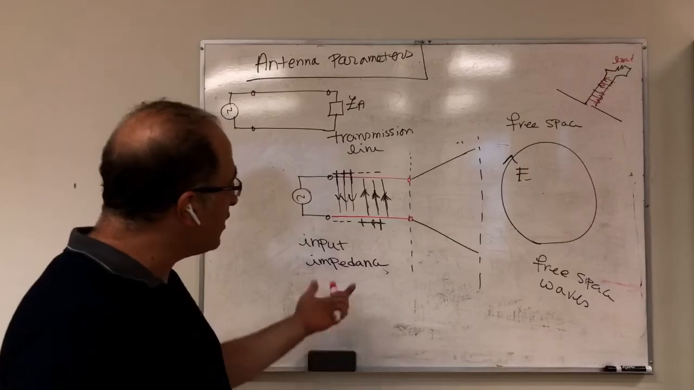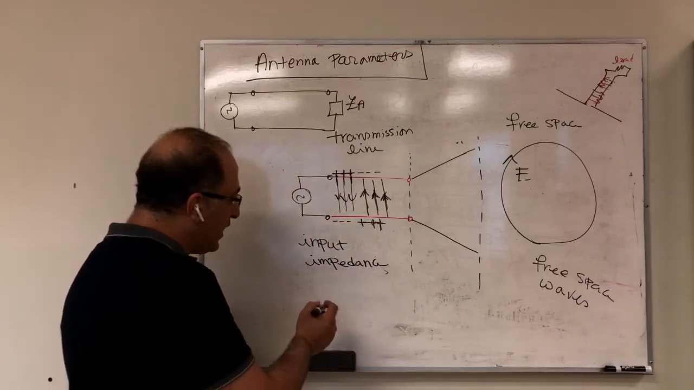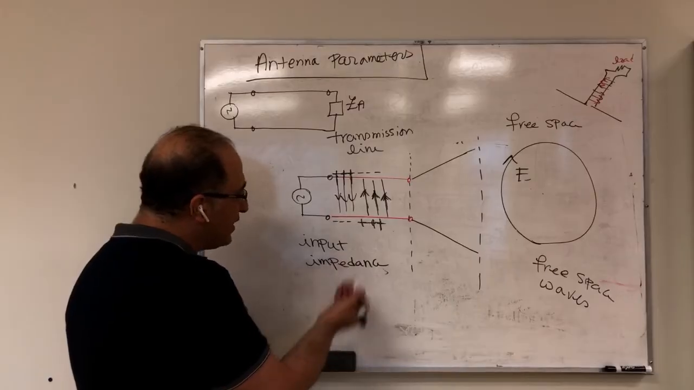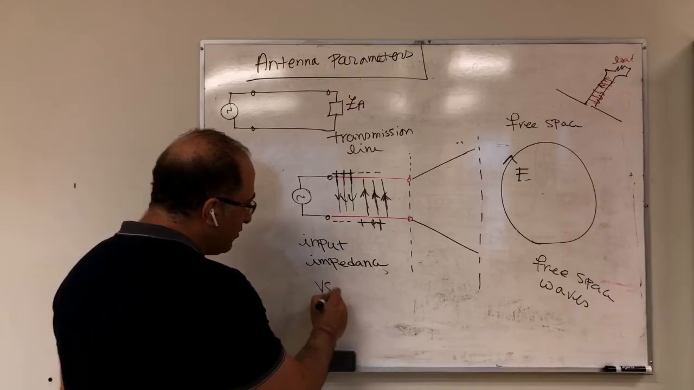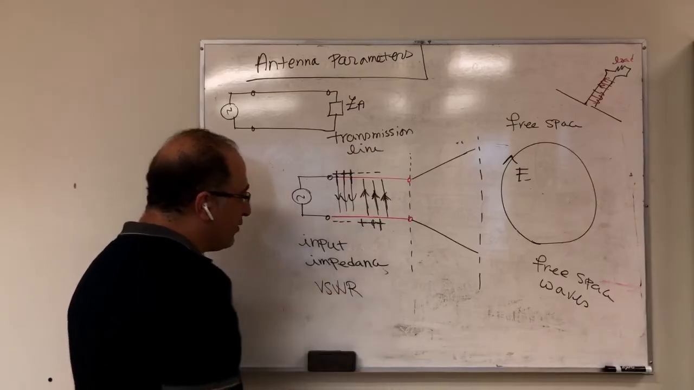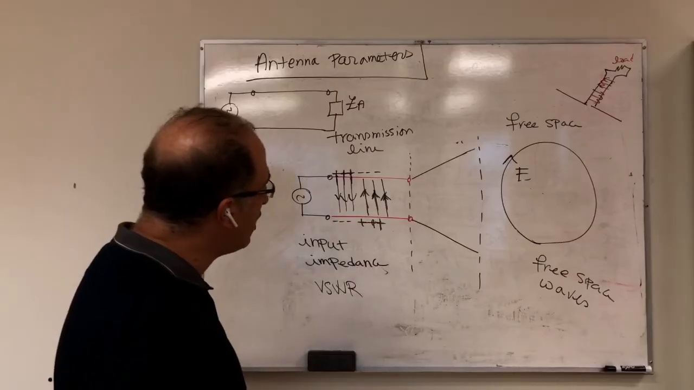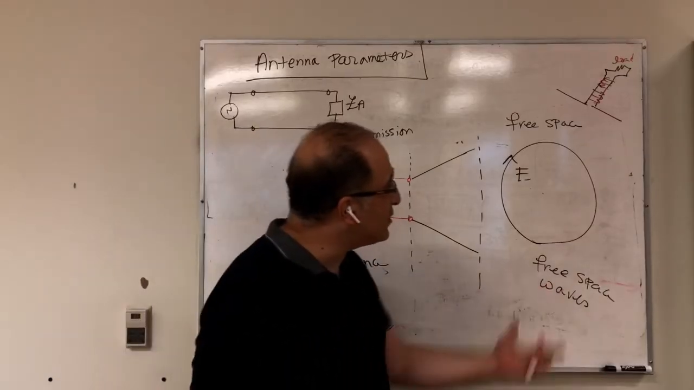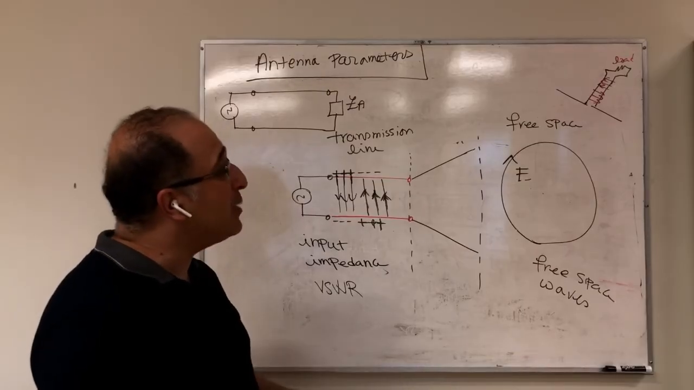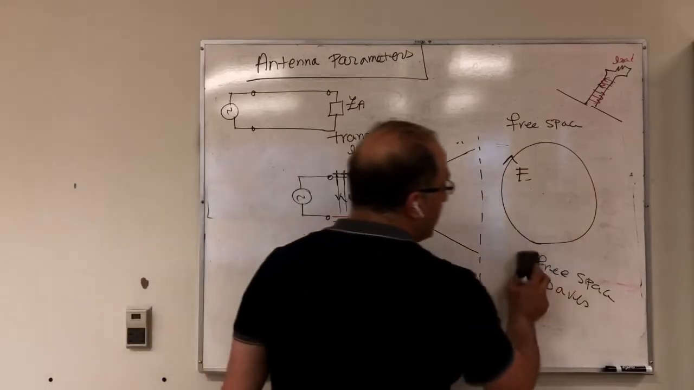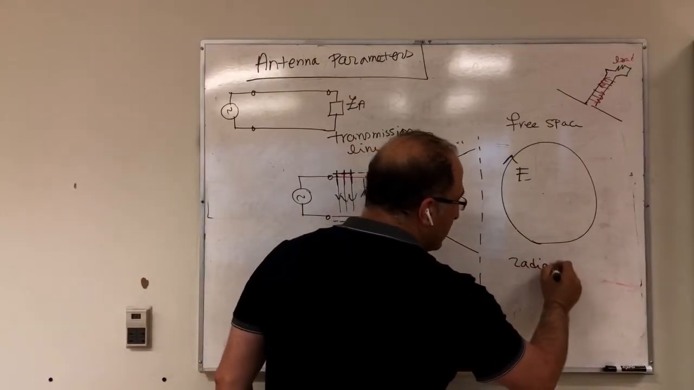We have other parameters here that I'm going to talk about. For example, we have different things like radiation efficiency, VSWR. Let me, for example, write that, it stands for voltage standing wave ratio, and so on. But when we go to free space, we also have very important parameters here. Perhaps the most important one is we need to know the radiation pattern of the antenna.